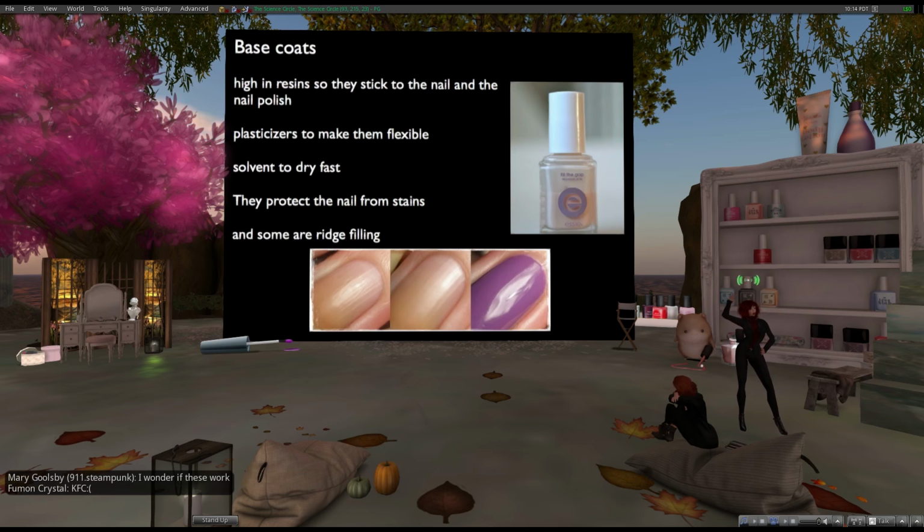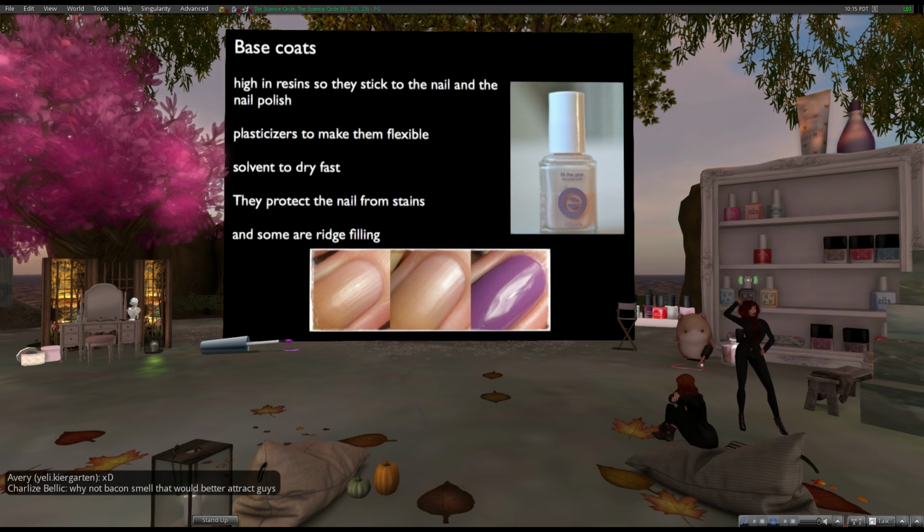Okay, so in addition to the main colored nail polish, very often you can use a base coat. This is the first layer you put on, and it's really designed to stick to the nail and to nitrocellulose. The base coat has a lot more plasticizer in it, so it's really flexible. It has a good amount of solvent, so it dries quickly. You can use it to protect your nail from staining pigments, and some of them have more clay in them, or talc, which fills in the ridges.